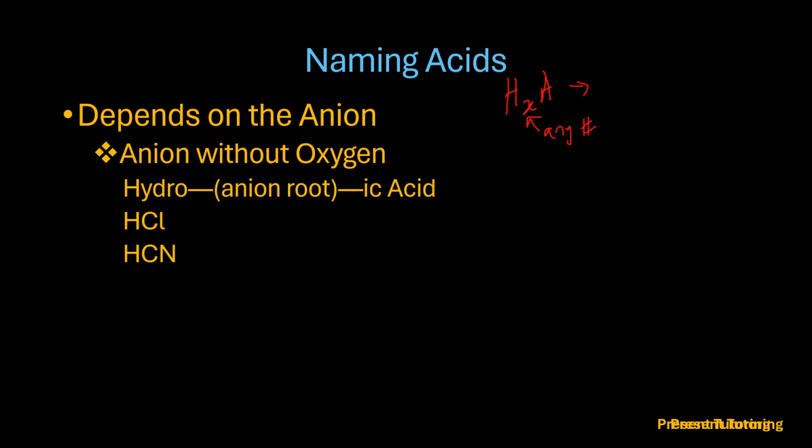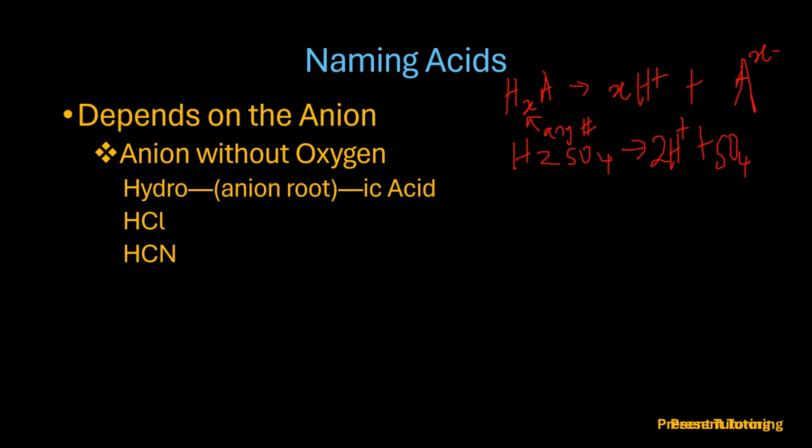So it would break down to produce however many hydrogens you had plus the anion, with whatever charge you had before, so X minus. An example would be H2SO4, which is one of my favorite examples. You produce 2 hydrogens and then SO4 2 minus, so that the charges complement and cancel each other out.